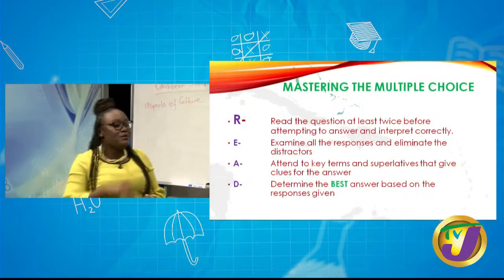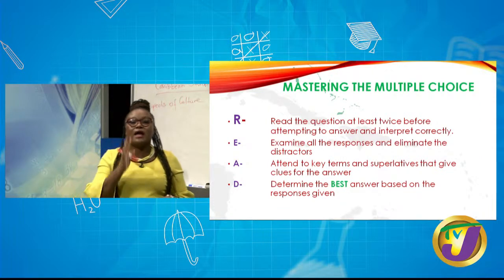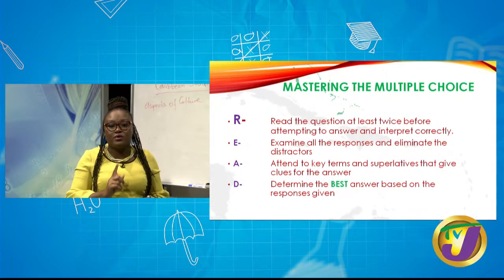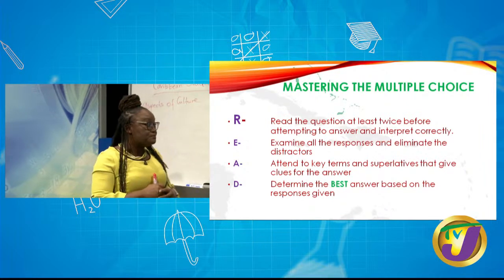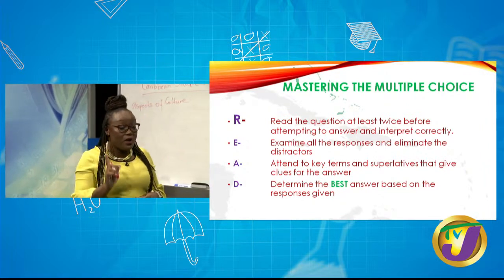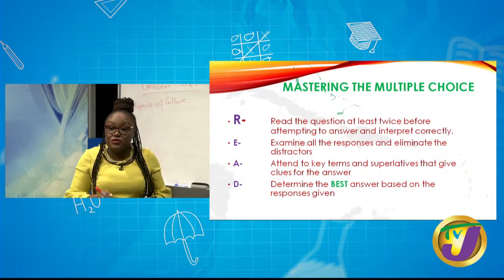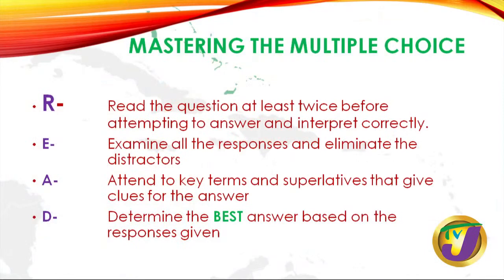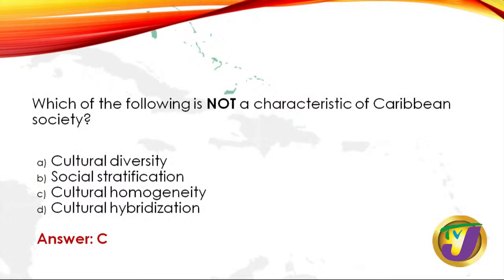So we are going to move very quickly now for the last few minutes into using our brains as usual. We can't leave here without doing that. So our MCQ challenge is up next. Let me just remind you what we do when we're looking at multiple choice. CAPE is just around the corner, so you need to be reminded of this. R, read the question at least twice before you answer. E, examine all the responses and eliminate. A, attend to the key terms and superlatives in the question that will help you. And D, determine the best answer based on the responses that are given. All right, so let us get in at least one or two questions before we have to go.